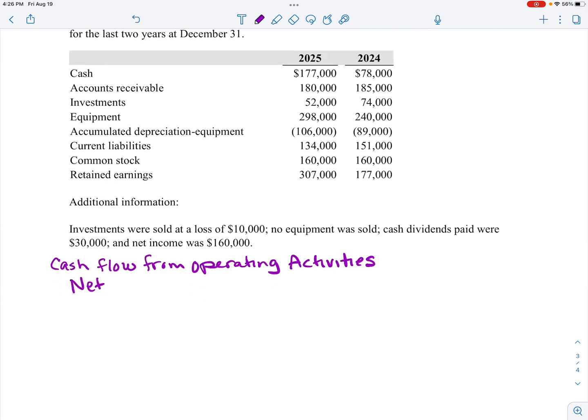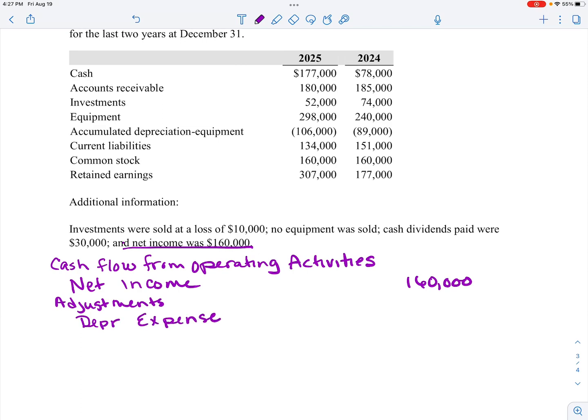And always here we start with our net income. They tell that to us right here. So that's $160,000. And then we're going to start making some adjustments. Here I like to pull in the non-obvious things first that I know I always need to look for. So I'm going to start with depreciation expense. I'm just going to abbreviate here so I have enough room and so you can actually read it.